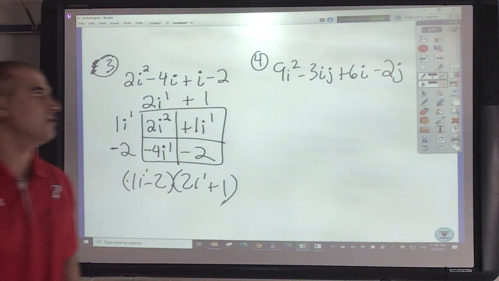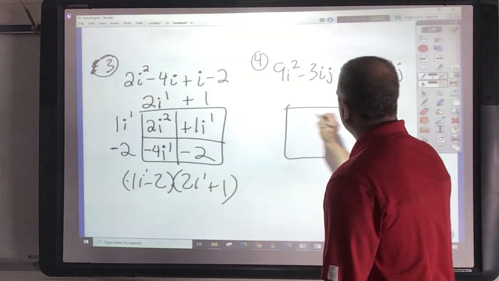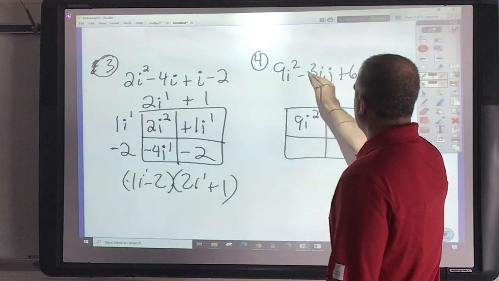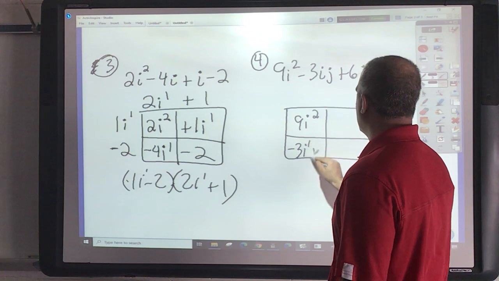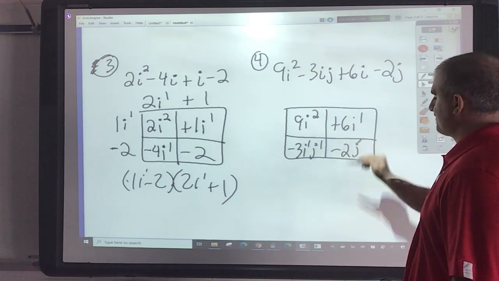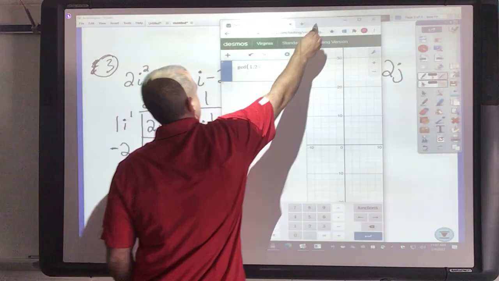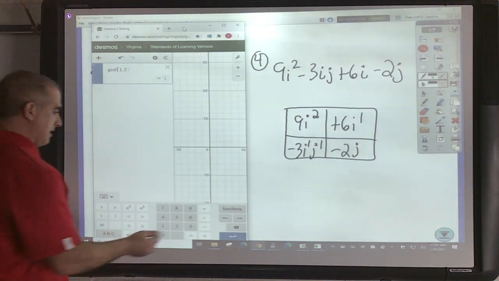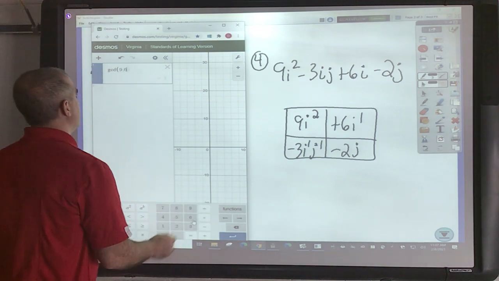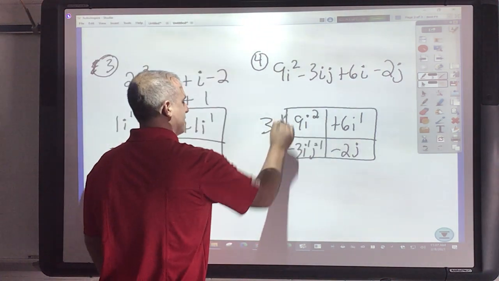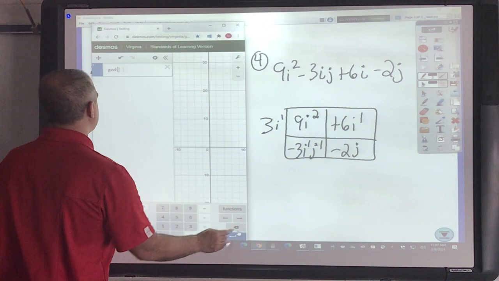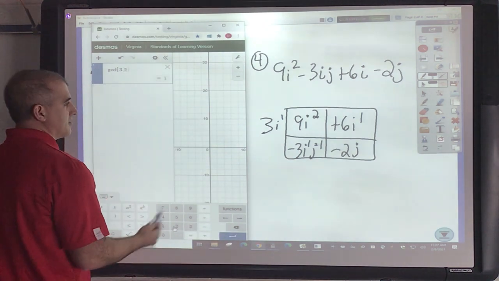Okay? Going on to this one. All right, so I got 9i squared minus 3i to the first j to the first, plus 6i to the first, minus 2j. Okay? Nothing changes. So I got, we got 9 and 6. Gives me 3. They both have i. Smallest exponent would be i first. The next one would be 3 and 2. Okay, that's going to be a 1.